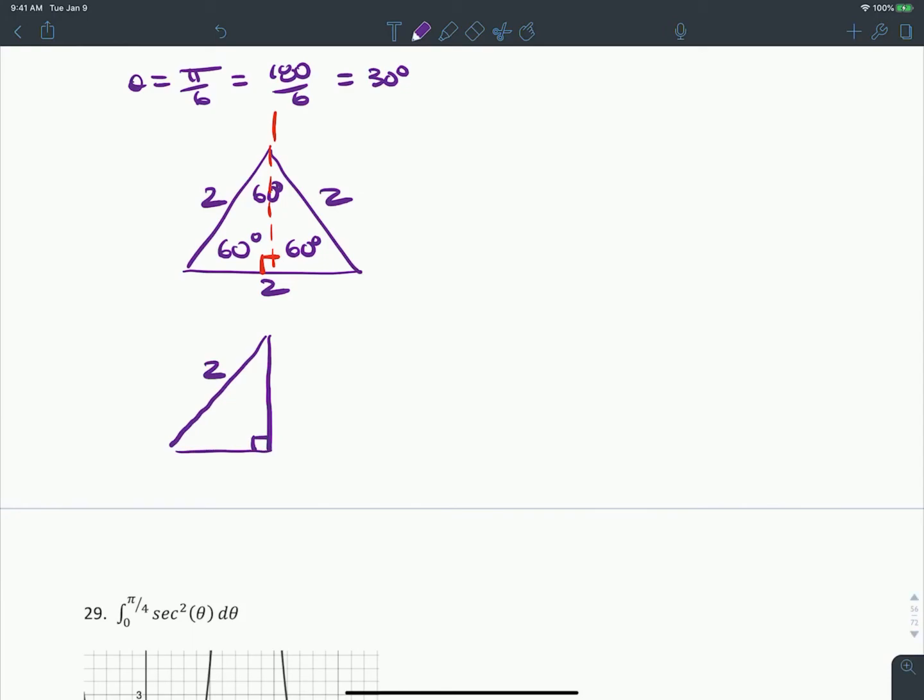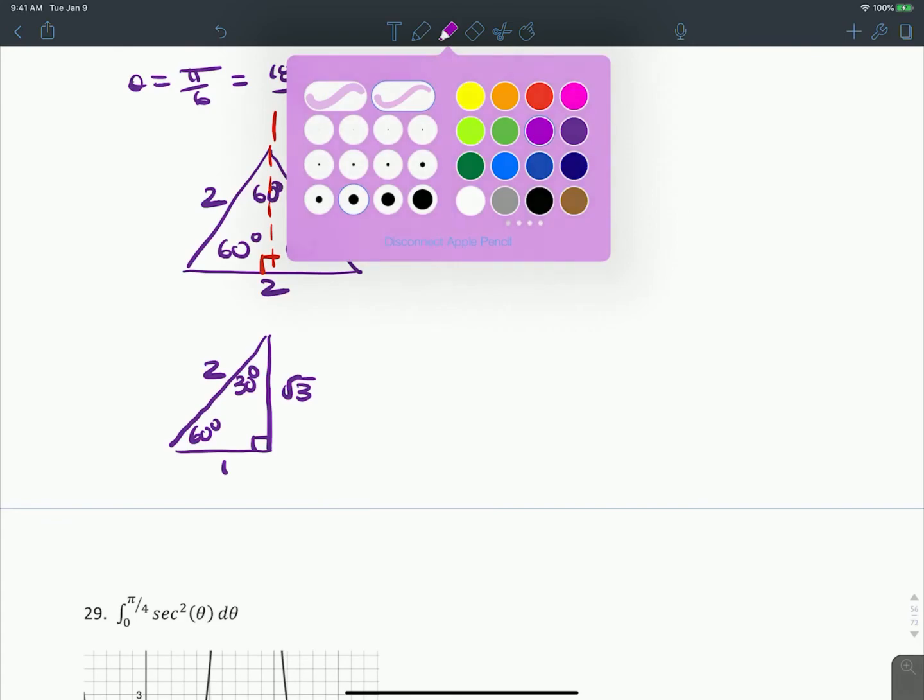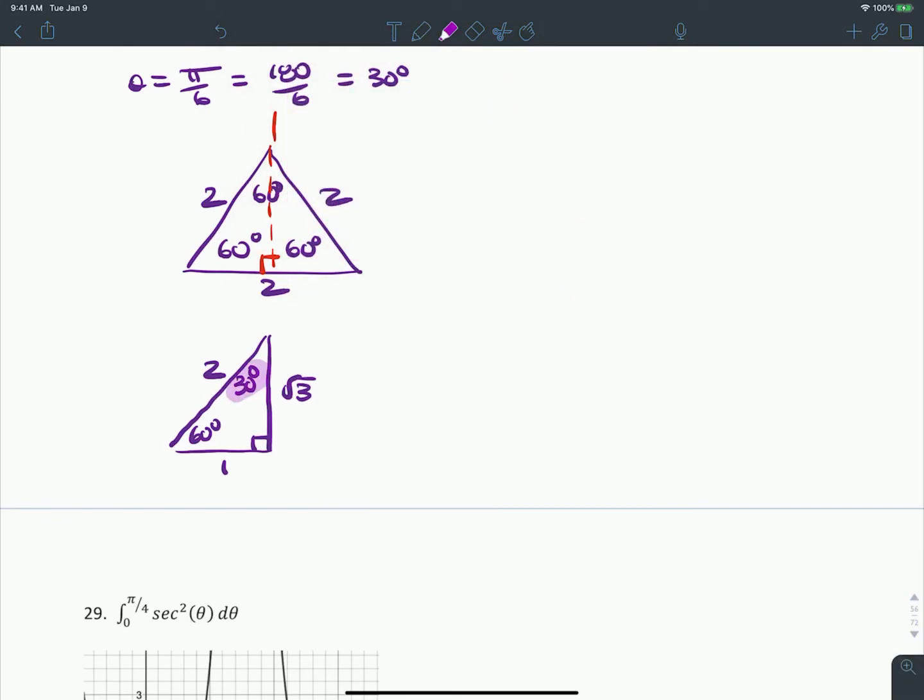This length is 2. This length is bisected. It's half of 2, which is 1. And by the Pythagorean theorem, you have a right triangle. You have a right angle there. This is the square root of 3 here. That's the height of the triangle. Now this is 60 degrees, and this will be half of 60, which is 30. So this is what we want to focus on. We want to focus on that 30 degrees. And we need the cosine of 30 degrees.